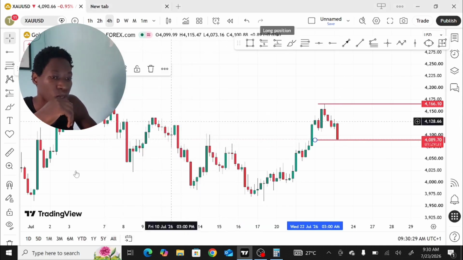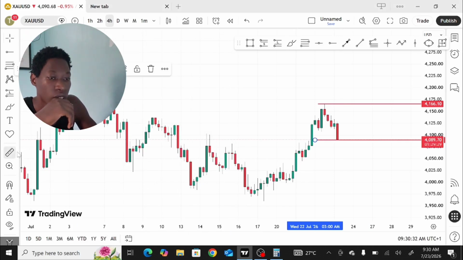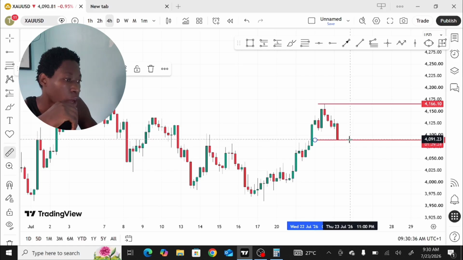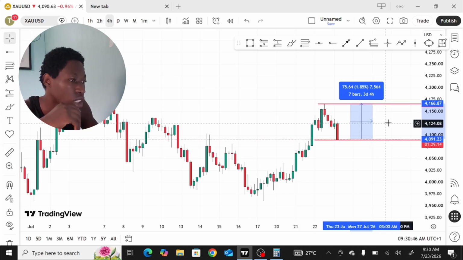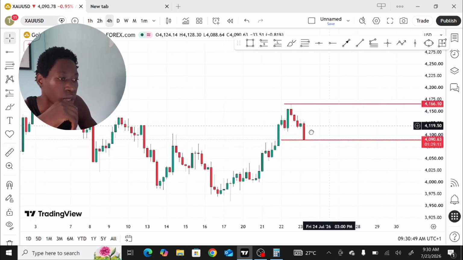Now let's use the other two you can use. The other way you can use to calculate the pip on gold is this measuring tool. So if you put it at the point it is and raise it to around this point here, you will see that there's a certain number here. Don't remove them. Let me put it again.